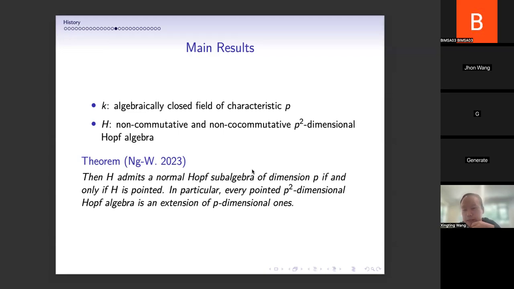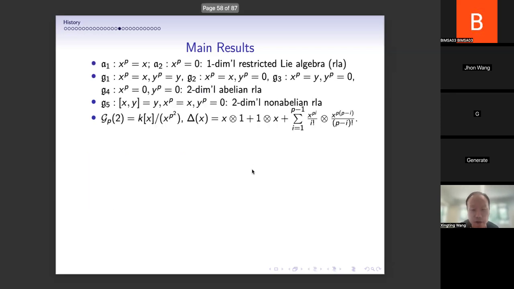that every pointed p-squared-dimensional Hopf algebra comes from extensions. This result is well known in the group case, right? If you know a group of order P squared, it is abelian, so it has to be an extension. But in the Hopf case, the extension need not be trivial. In the P squared case, you also have non-trivial ones. For the cyclic group of order P squared, you're not going to have a 2-cocycle twisting that. But in the Hopf algebra case, you have more non-trivial extensions from P squared Hopf algebras.